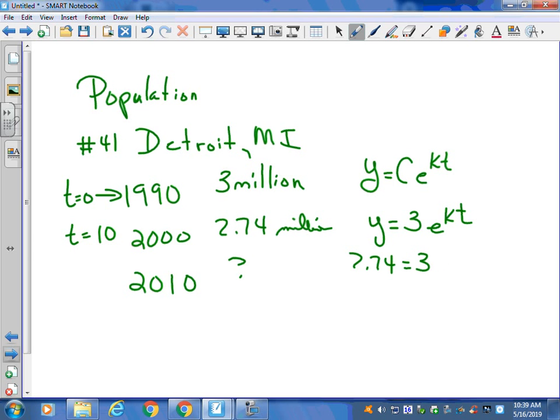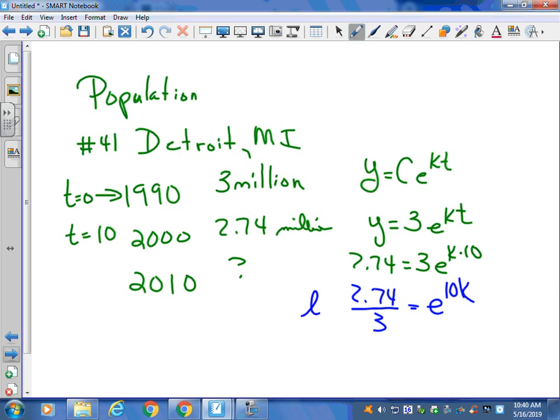2.74 is going to be equal to 3e to the k times 10. Now I need to divide that 3 first before I do the ln thing, because that just makes the math a lot easier. So 2.74 divided by 3 is going to be equal to e to the 10k. Now, to be honest, y'all, I don't divide that and write it down on my paper. I just leave it as that fraction and get the problem all set up and then just put it in the calculator and let it give it to me all at once.